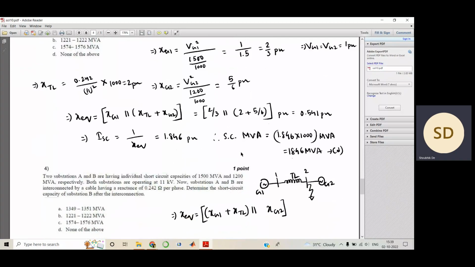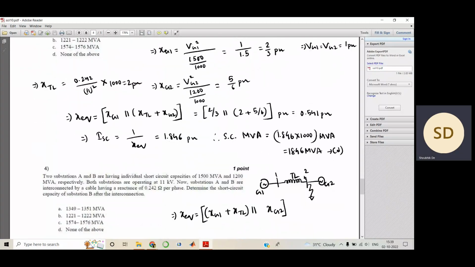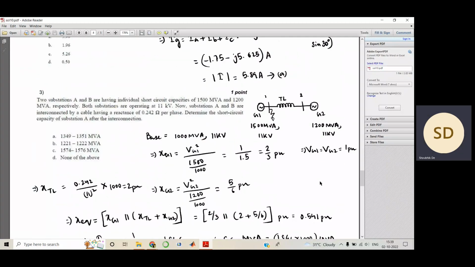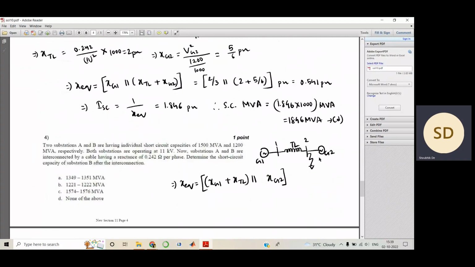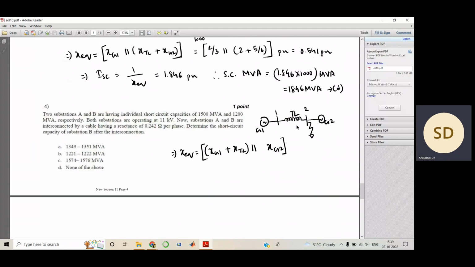Okay. Now question 3 and 4 are connected. So here they have asked us to determine the short circuit capacity of station B after interconnection. So station B basically means this generator 2 in our problem. So we have to assume that there is a three-phase fault here, and here these two components would be in series, right? And the combination of these two would be in parallel as shown by this equation.